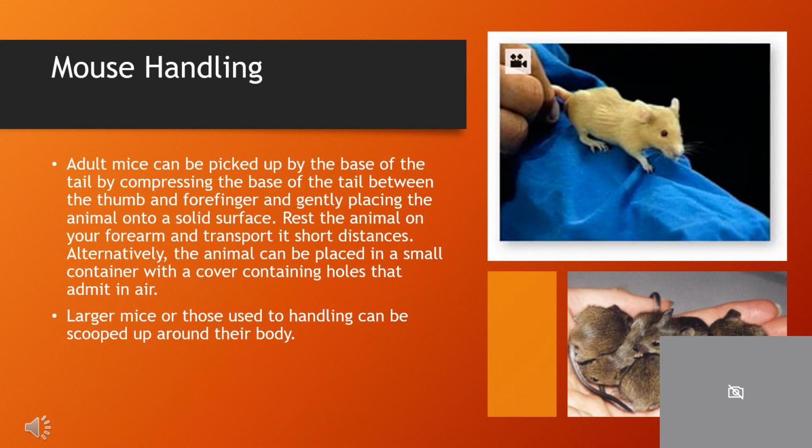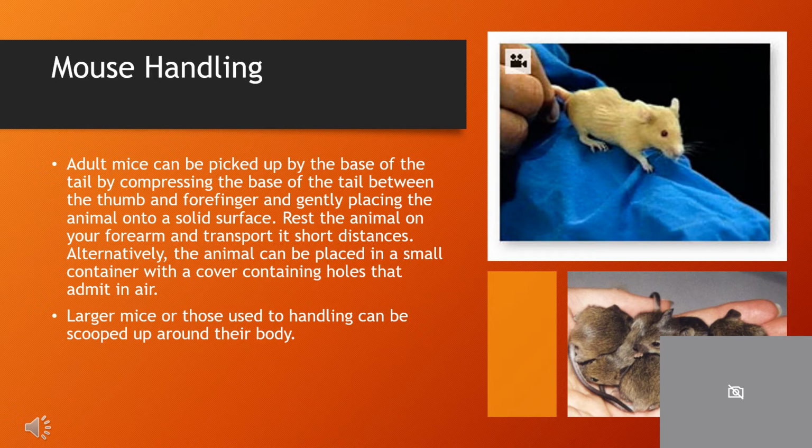Mouse handling. Adult mice can be picked up by the base of the tail by compressing the base between the thumb and forefinger and gently placing the animal onto a solid surface. We should rest the animal on our forearm and transport it some short distances.